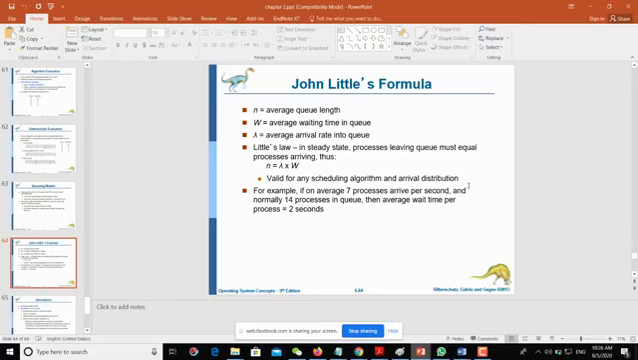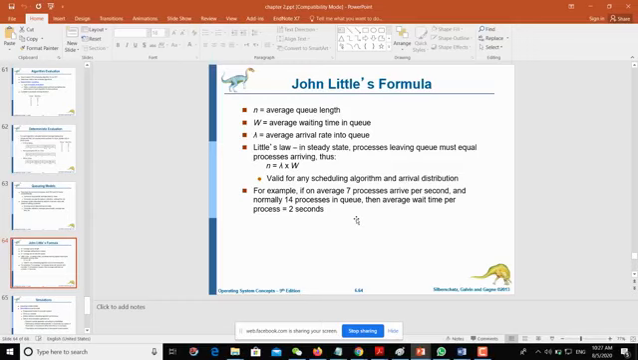In the processor, there are some attached queues, and the processor uses those queues to perform in an accurate way, okay? Let's suppose, for example, on average 7 processes arrive per second, so in 1 second 7 processes enter the queue, and there are 14 processes in the queue, then the average wait time per process is 2 seconds.